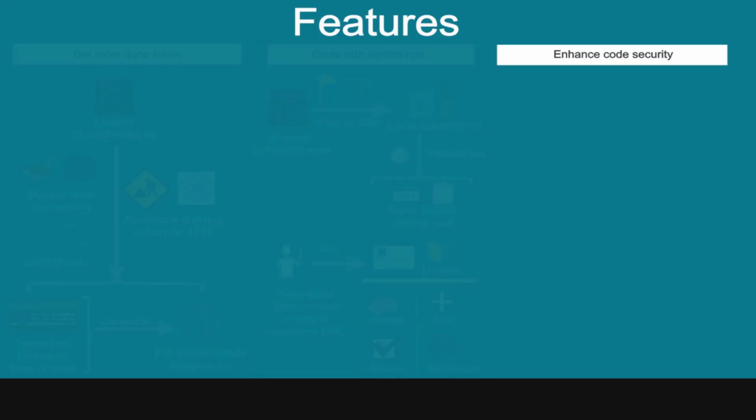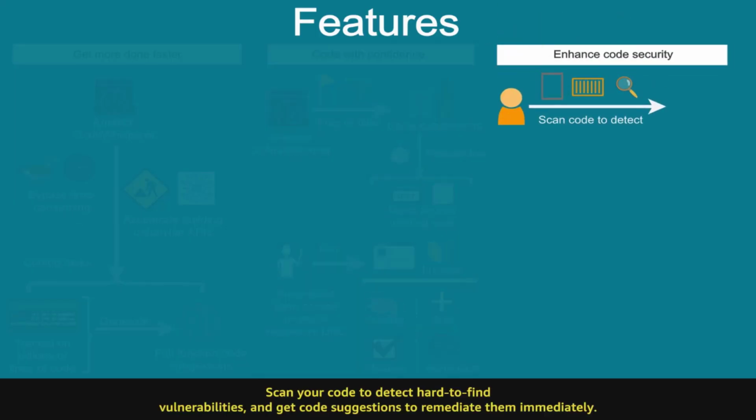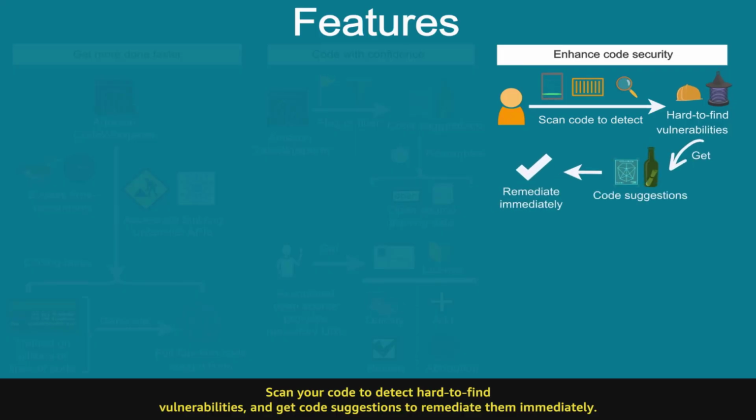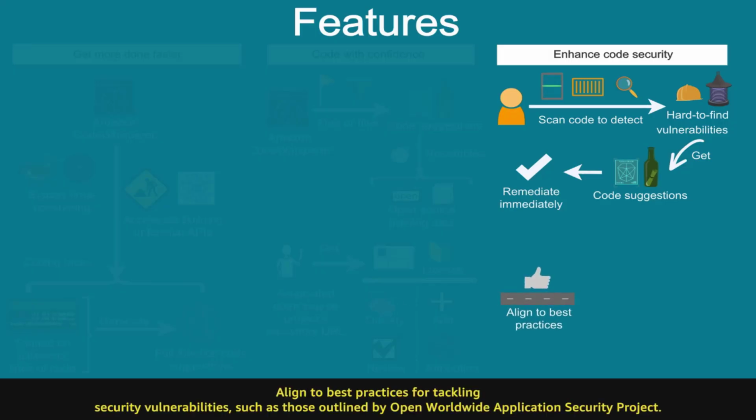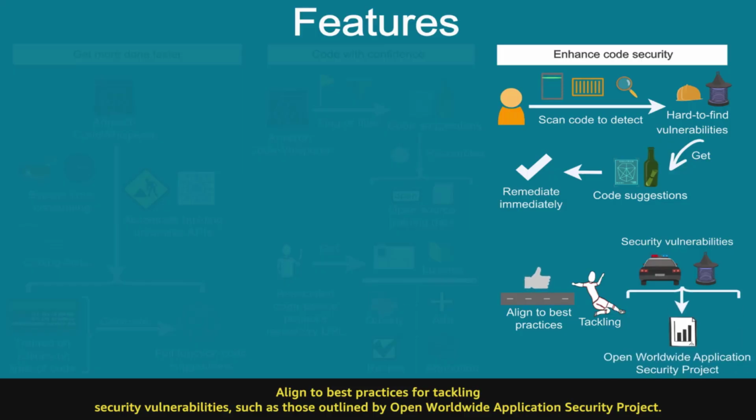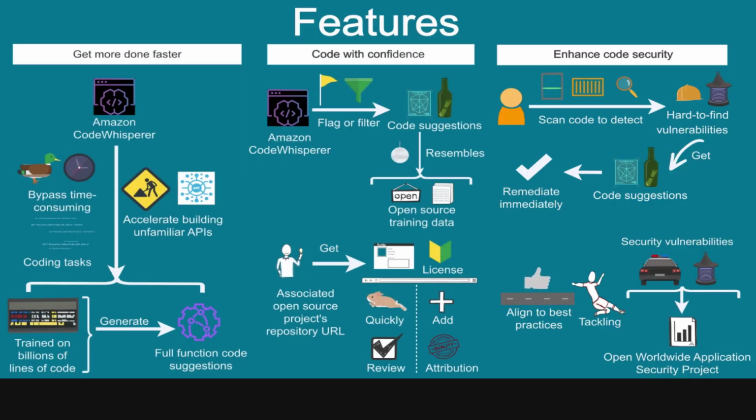Enhance code security. Scan your code to detect hard-to-find vulnerabilities and get code suggestions to remediate them immediately. Align to best practices for tackling security vulnerabilities, such as those outlined by the Open Worldwide Application Security Project.